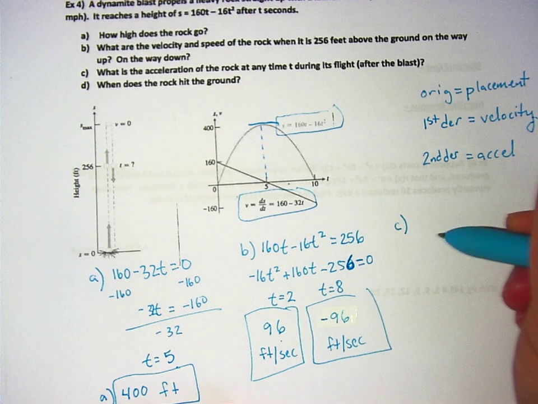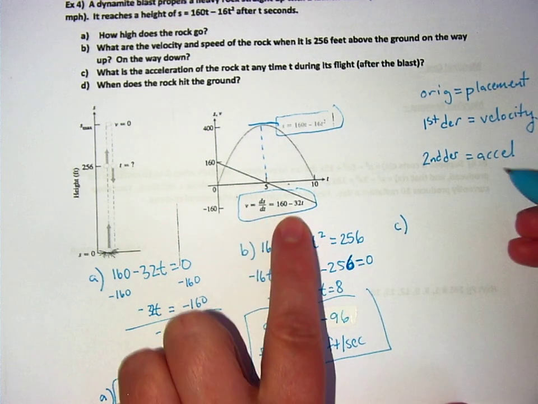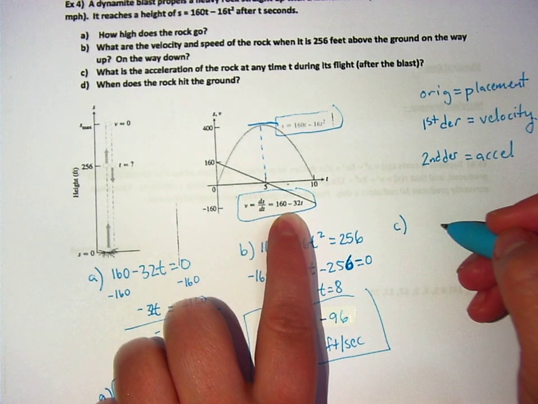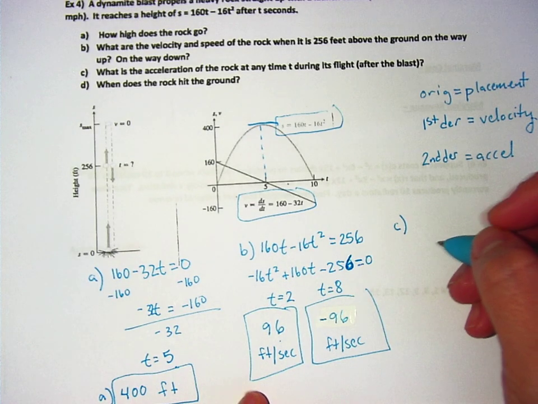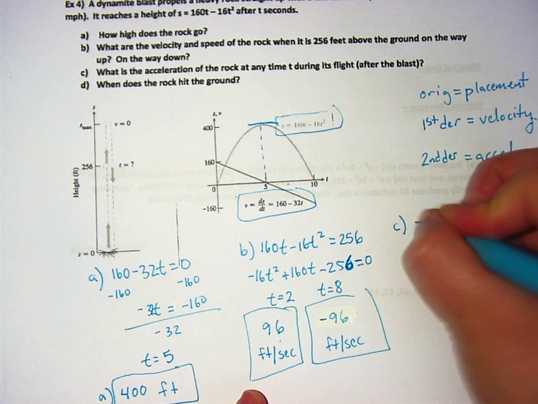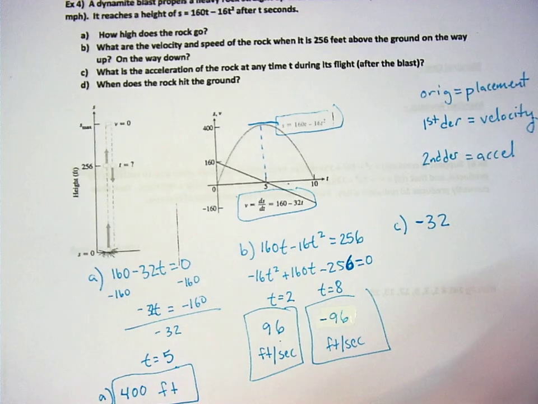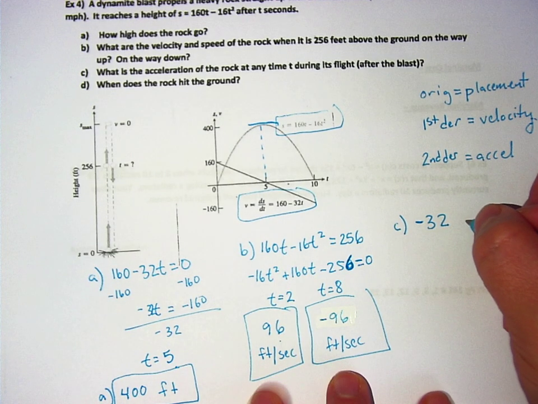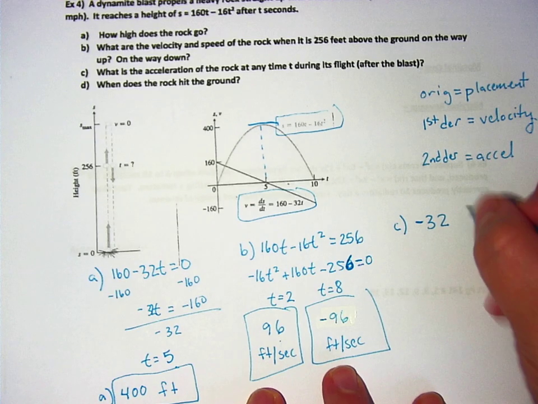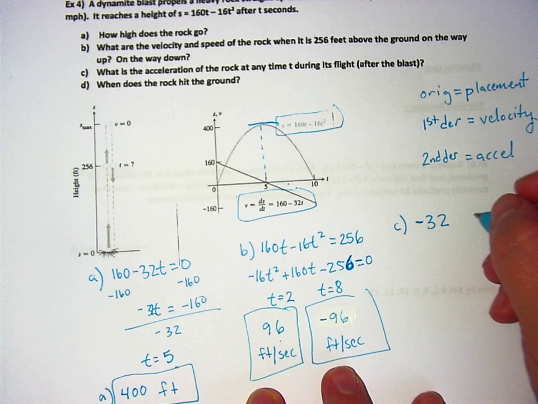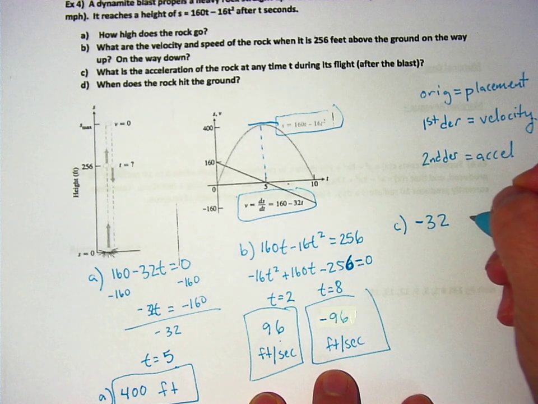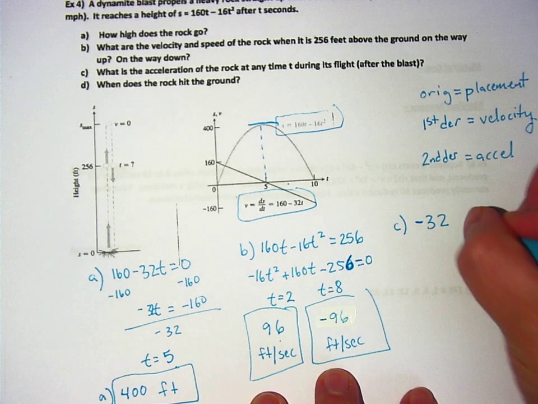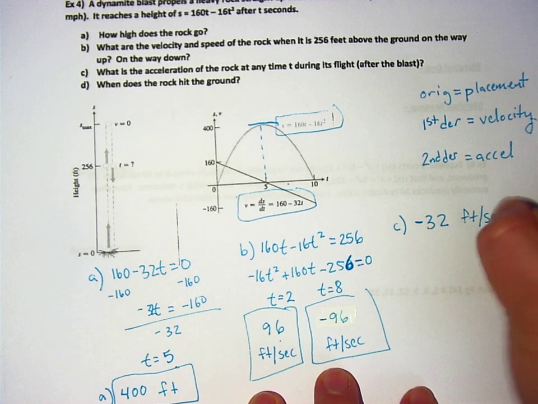Velocity, but they didn't give us the equation for the acceleration, so let's do that quick. What is the derivative of 160? 0, and so it'd be just negative 32, which is how fast it's accelerating. So that is feet per second squared.